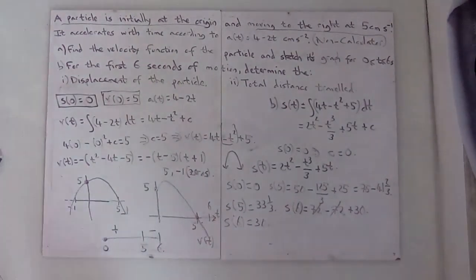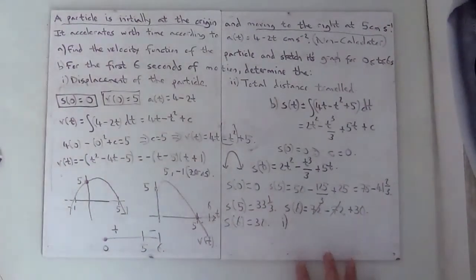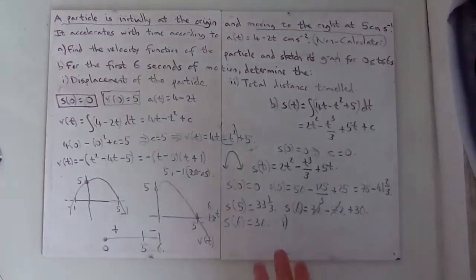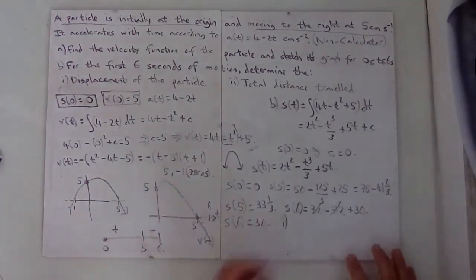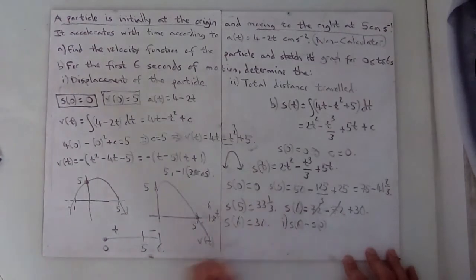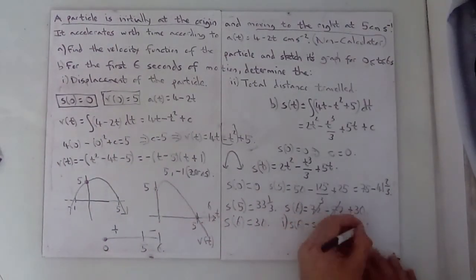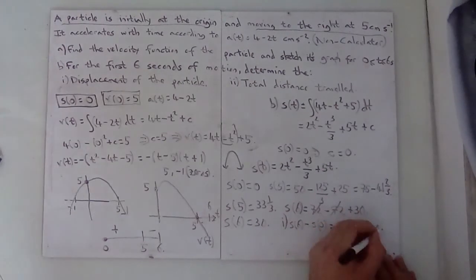So for B part 1, it's just asking for the displacement in the first 6 seconds, which is just going to be S6 minus S0, which is 30 minus 0 equals 30, and the units of this are centimeters.